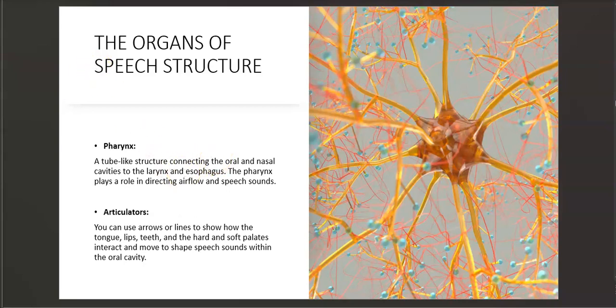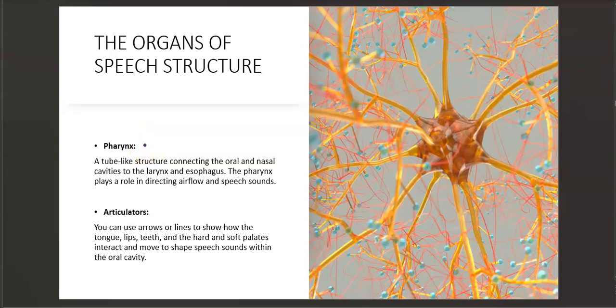So class, notice something very interesting here. You see, we have the pharynx here. The pharynx is this very important tube that connects the oral and the nasal cavity to the larynx. So I've talked about the larynx and the esophagus. The larynx first is the voice box, okay? The tube that connects this voice box to the oral and the nasal cavity is the pharynx. But its importance is allowing or directing airflow and speech sounds.